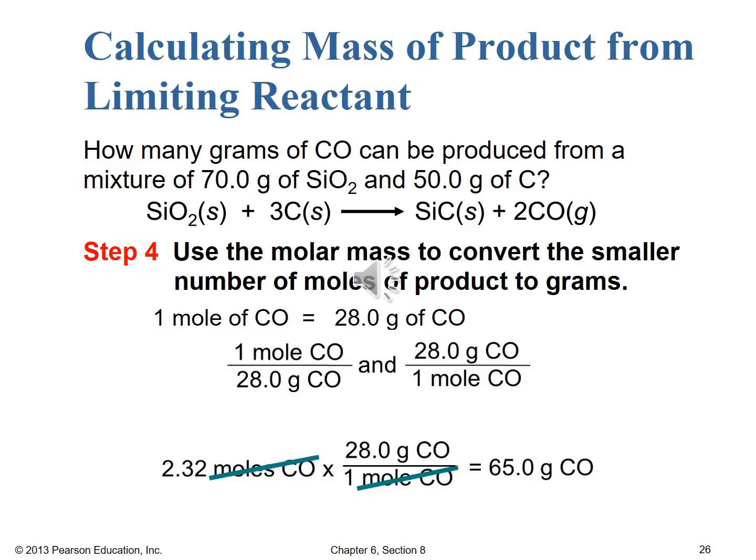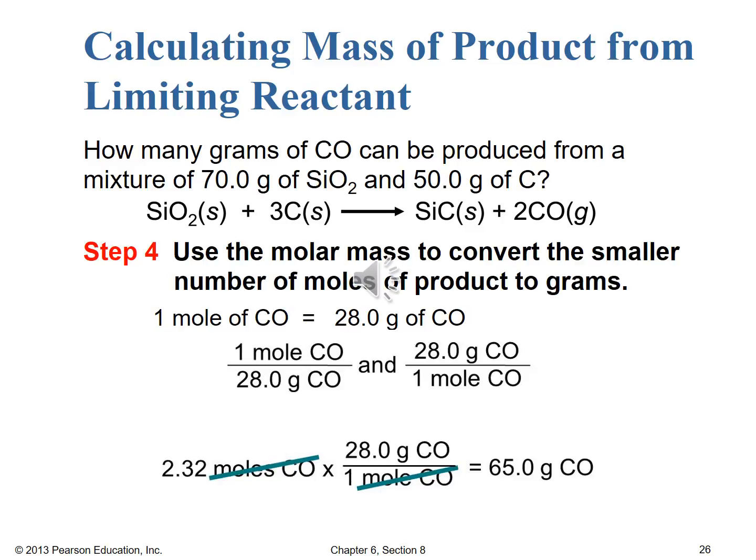So we've identified the SiO2 as the limiting reactant, and so with the knowledge that 1 mole of CO equals 28.0 grams of CO, we can take our 2.32 moles of CO that the SiO2 would produce, multiply it through by 28.0 grams of CO per 1 mole of CO, and we end up with 65.0 grams of CO as the theoretical yield.